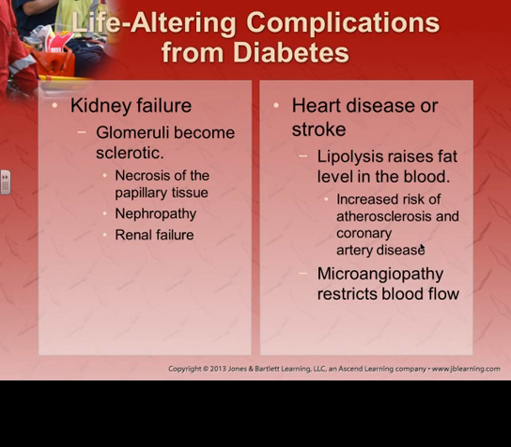Heart disease or stroke. Obviously, if you have elevated sugar in the blood, that's fats. It starts getting deposited into the bloodstream, can cause clots, increased risk of atherosclerosis and CAD. And then you've got microangiopathy that restricts blood flow. Anybody want to take a stab at what microangiopathy is? Condition in which the swelling of the membrane cells restricts the flow of blood to the organ and the tissues. Causes necrosis and central nerve damage.